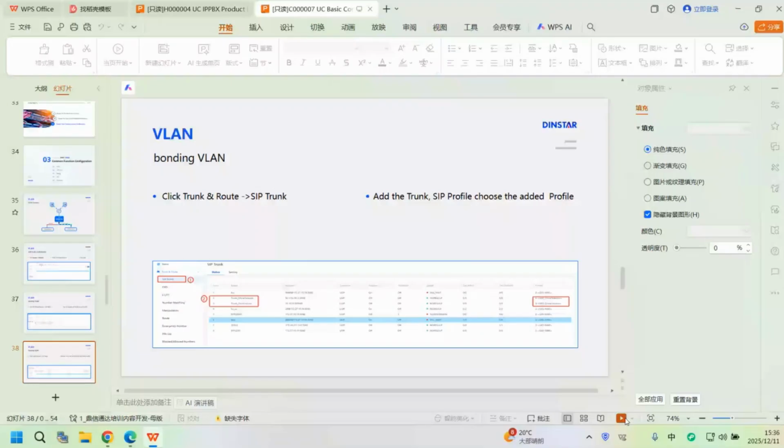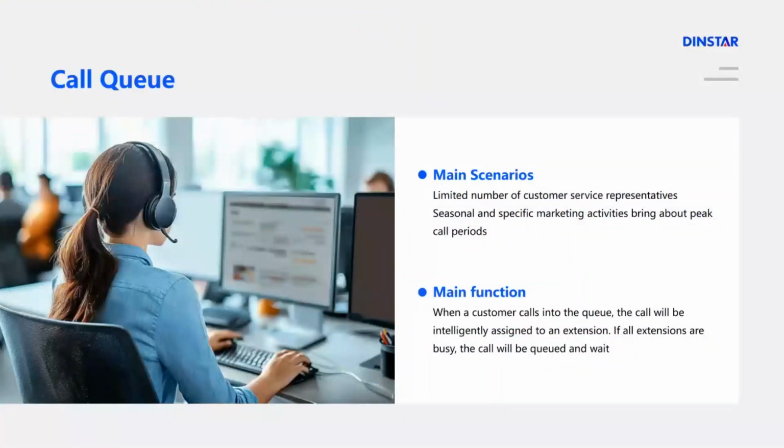Okay, let's check the call queue. The call queue is a must-have for customer service teams, especially when you have limited agents or a peak call rate, like marketing campaigns. What it does: when a customer calls, the system intelligently assigns the call to an agent. If all agents are busy, the calls wait in the queue instead of dropping.